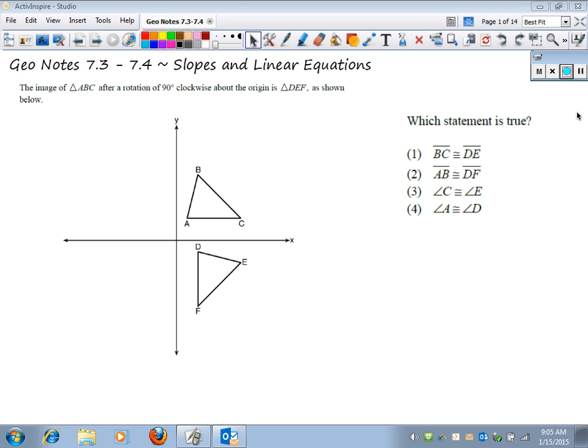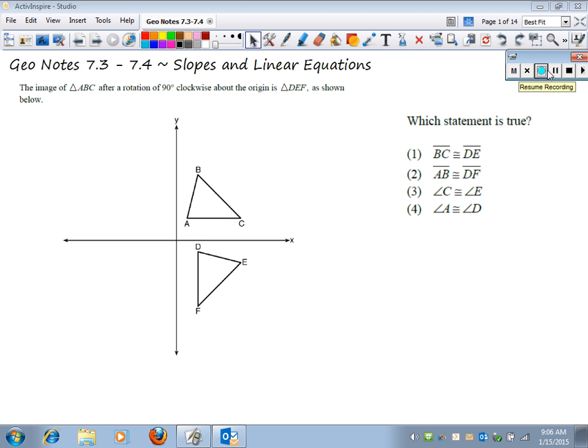So it says the image of ABC after a rotation of 90 degrees clockwise about the origin is DEF. So the image is DEF. That means the pre-image was ABC. So the pre-image was here, then it rotates 90 degrees and you get your image. So we want to know which statement out of those four is true. So I'm going to give you a minute to look at the four statements and see if you can pick out which one you think is a true statement.